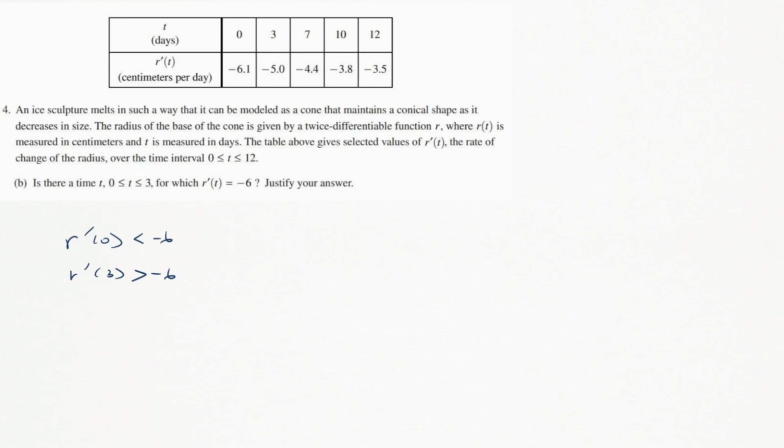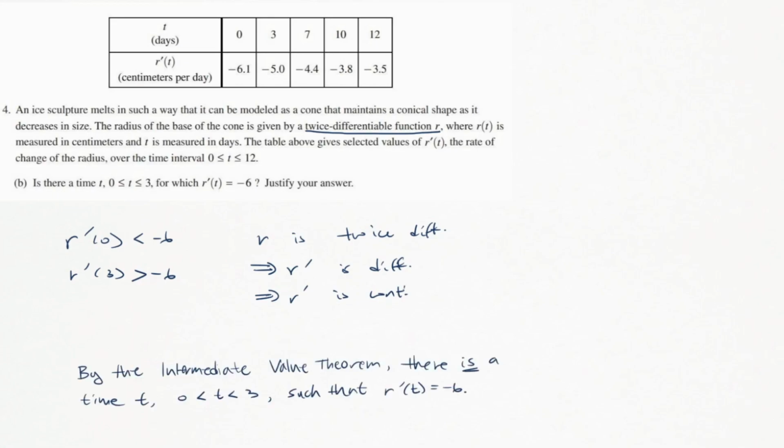The second condition is to show that r prime of t is continuous. Now the problem gives that r is a twice differentiable function. So if r is twice differentiable, that means that r prime is differentiable, which means that r prime is also continuous. So we state that by the intermediate value theorem, there is a time t between 0 and 3 such that r prime of t is equal to negative 6.